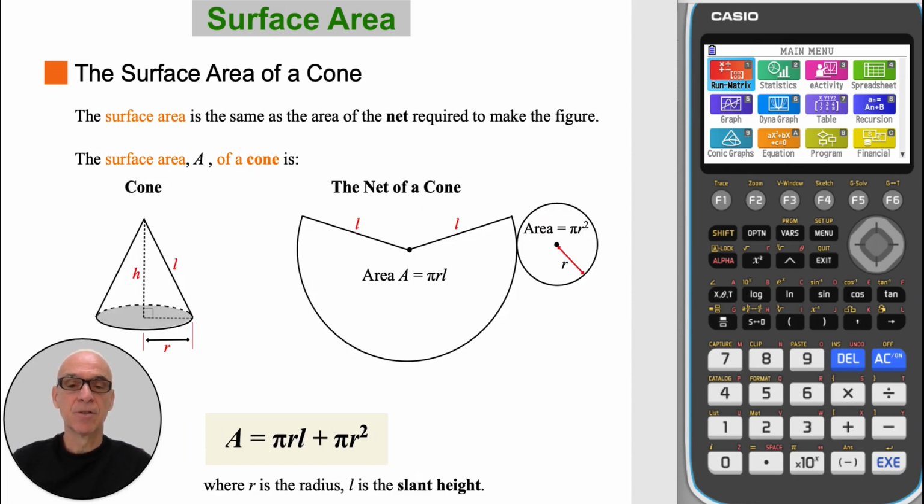The net of a solid cone is shown in this diagram. It is made up of a circular base and a curved surface in the form of a sector. The surface area of a solid cone is equal to pi r l plus pi r squared, where r is the radius and l is the slant height of the cone.